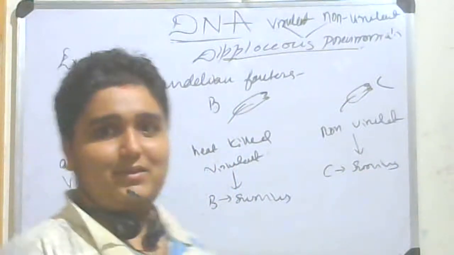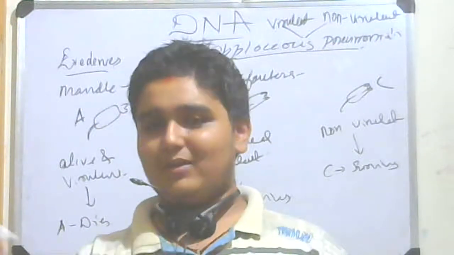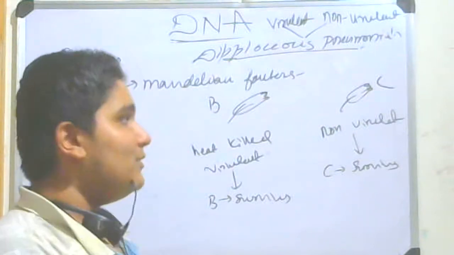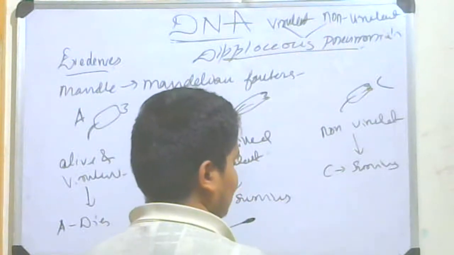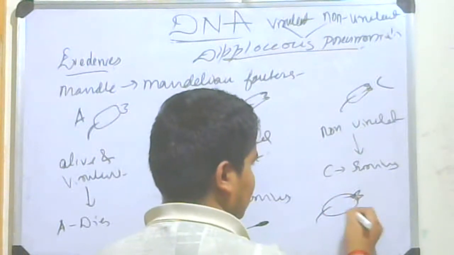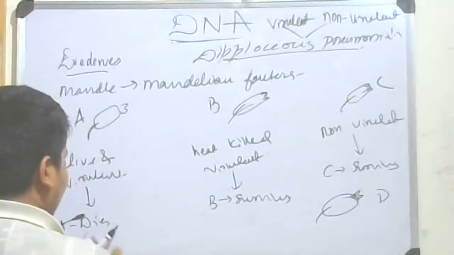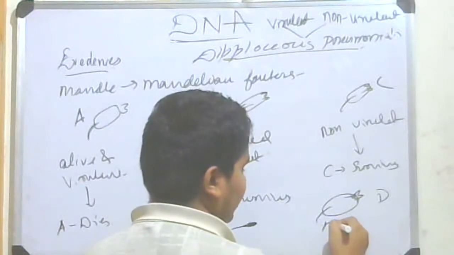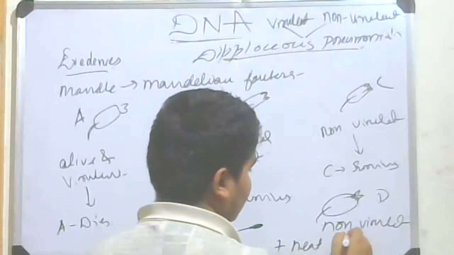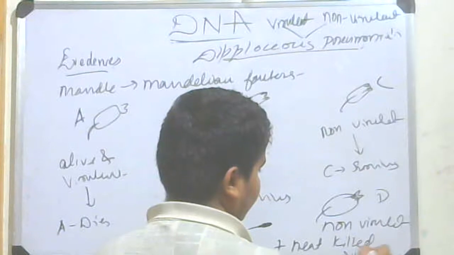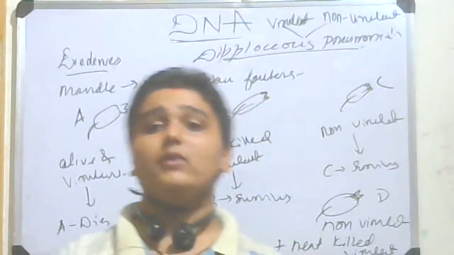Now he was curious. He did another experiment, this time with a weird combination, like mixing up all the ingredients. He took another mouse, the unfortunate mouse D, and injected the non-virulent strain plus heat-killed virulent. A non-virulent strain and a heat-killed virulent strain is added.